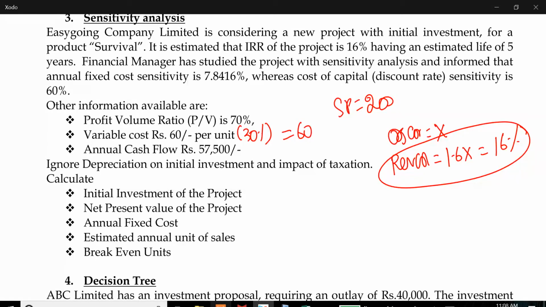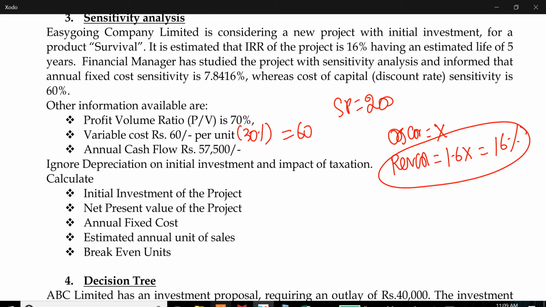How do I proceed beyond this? After I get my contribution, I had my fixed cost. After reducing the fixed cost, I will be getting my net profit. So if I take this fixed cost sensitivity, my net profit will be 0. Okay, I understand all of that. How do you want me to proceed?